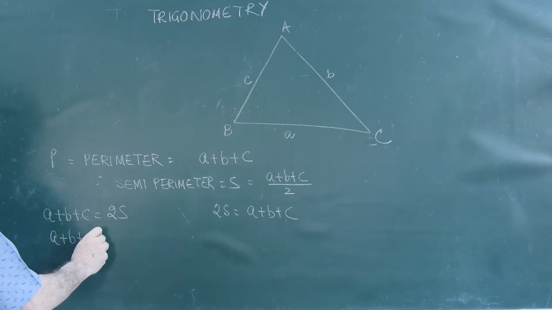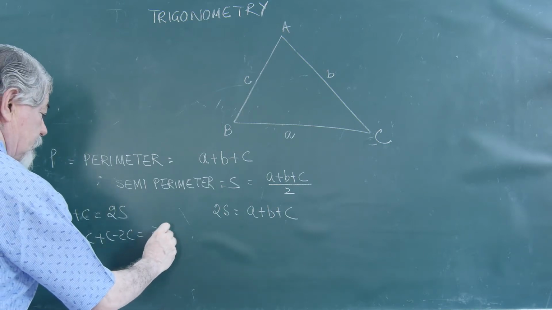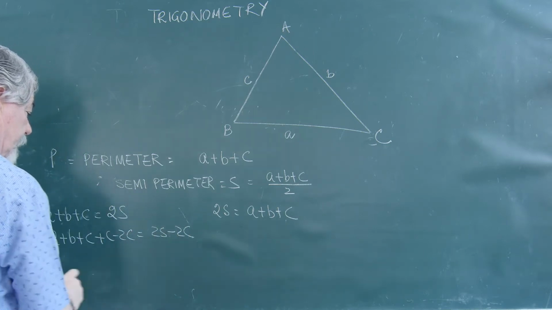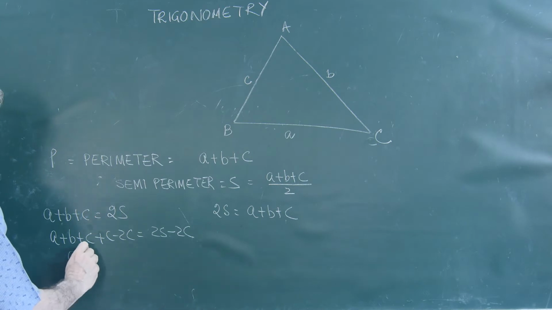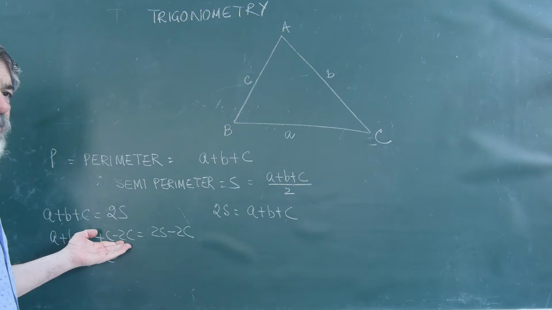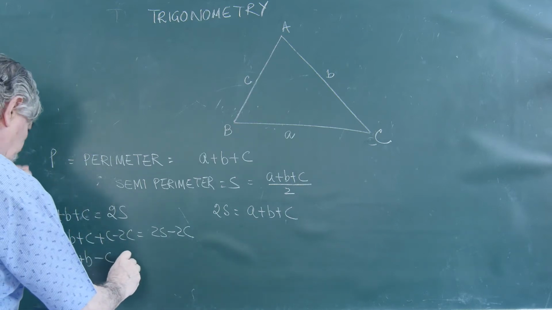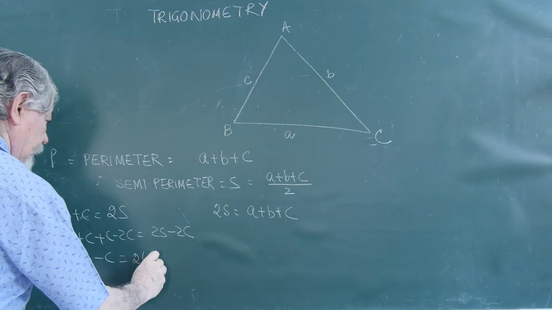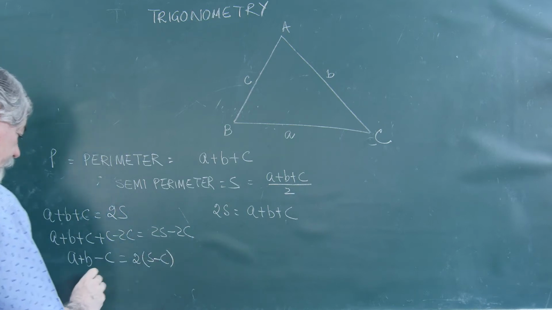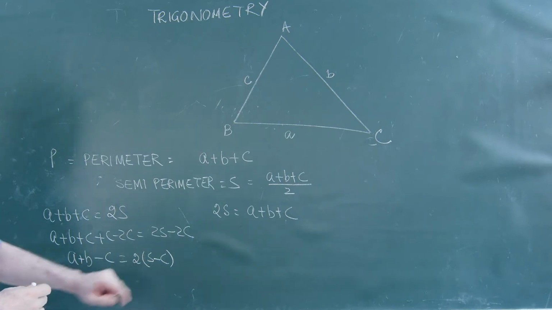Like if I subtract 2c from both the sides, 2S minus 2c. What will I get? a plus b minus c. It could be minus 2b also, I could subtract 2a also. So a plus b minus c equals 2 into S minus c.